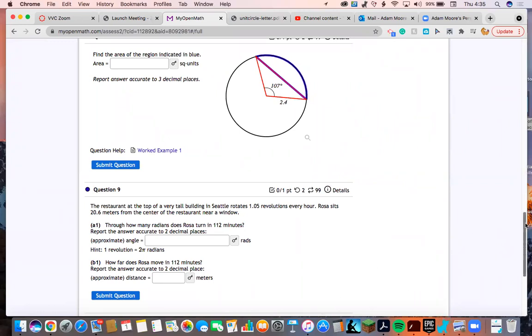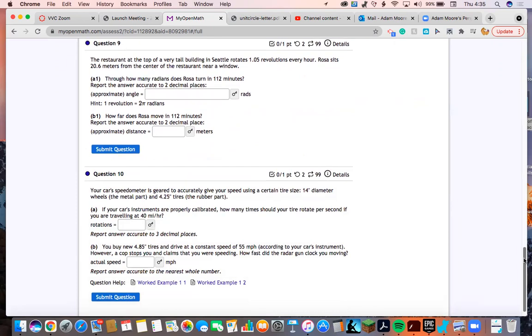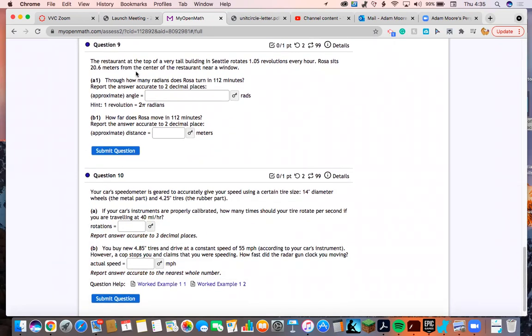Okay, next deal. A couple other weird applications here. A restaurant at the top of a very tall building in Seattle rotates at 1.05 revolutions every hour. So it's going that fast. Rosa sits 20.6 meters from the center of the restaurant near a window.